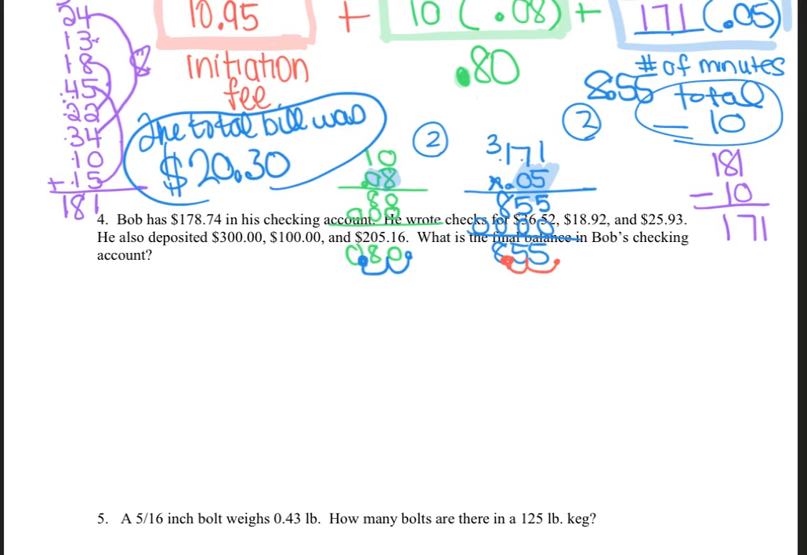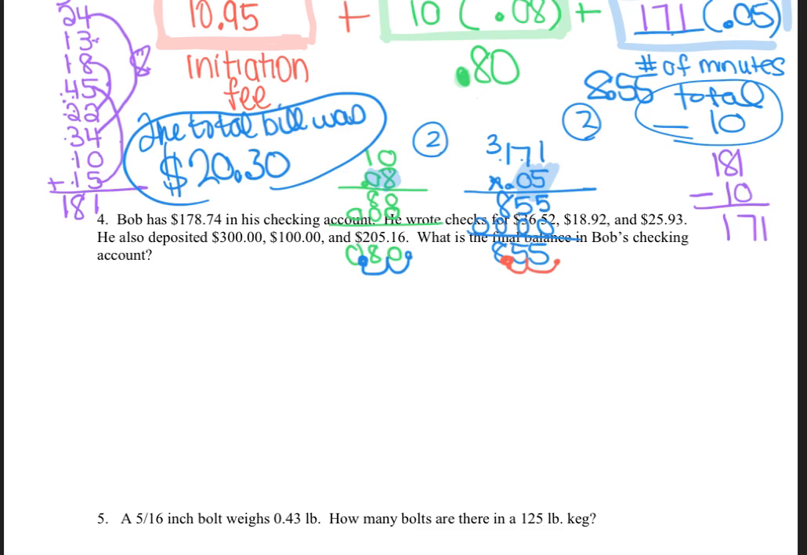Bob has $178.74. Let me try that again. $178.74 in his checking account. He wrote checks for $36.52, $18.92, and $25.93. He also deposited $300, $100, and $205.16. What is the final balance in Bob's checking account?